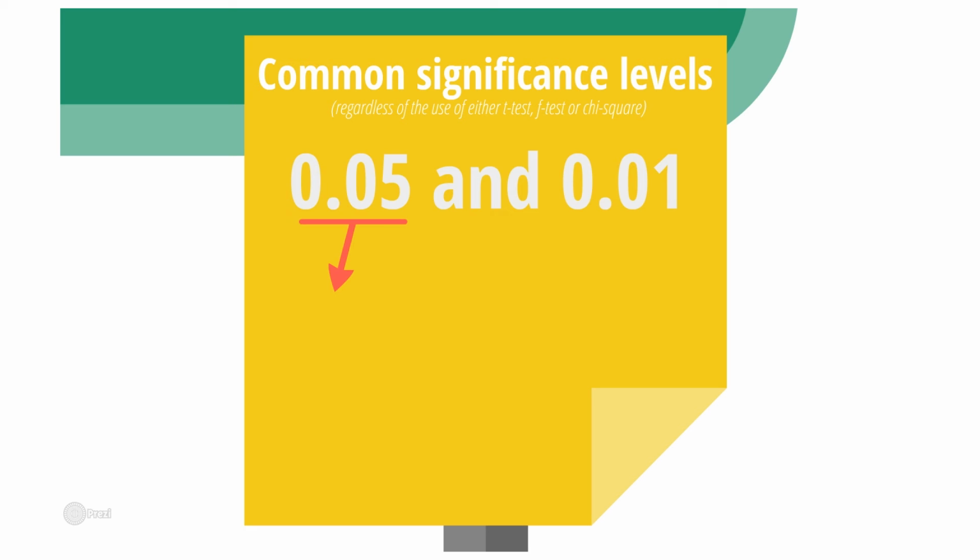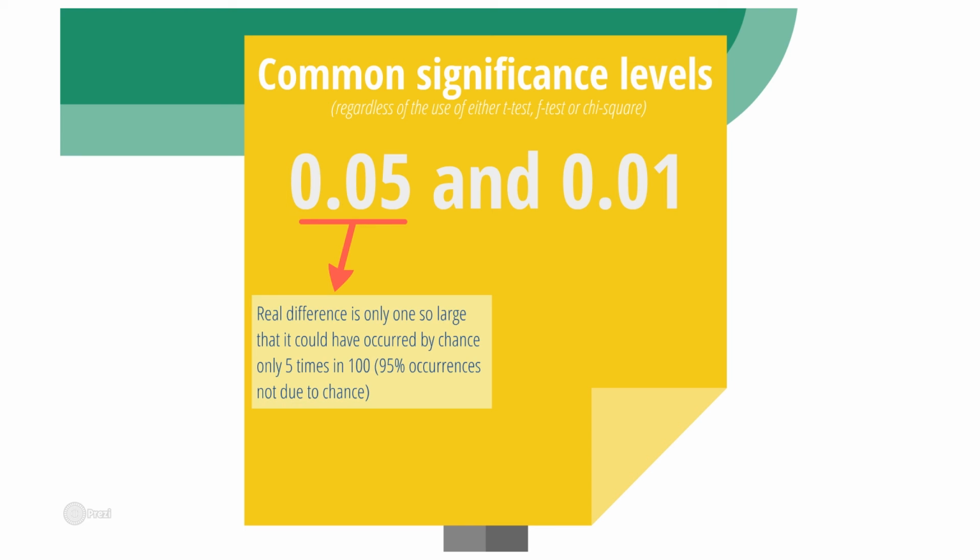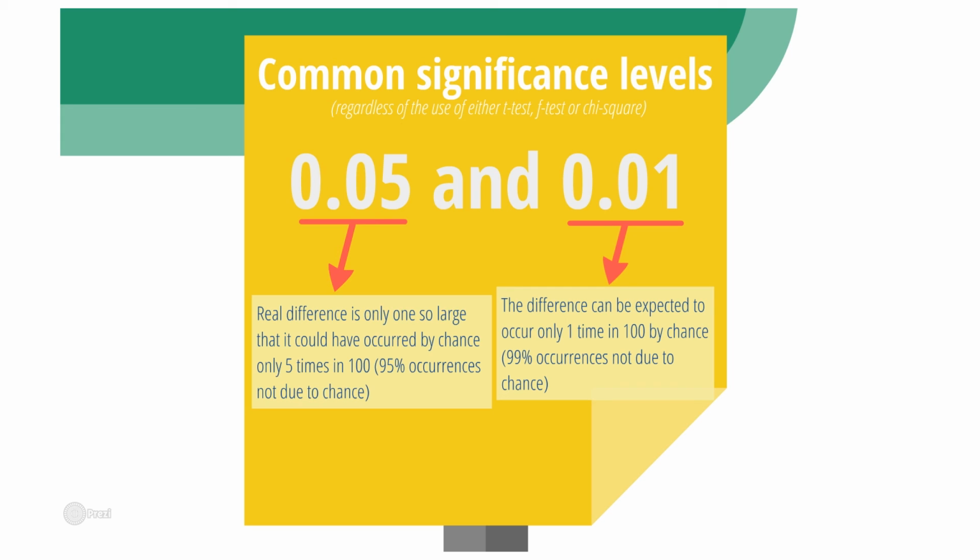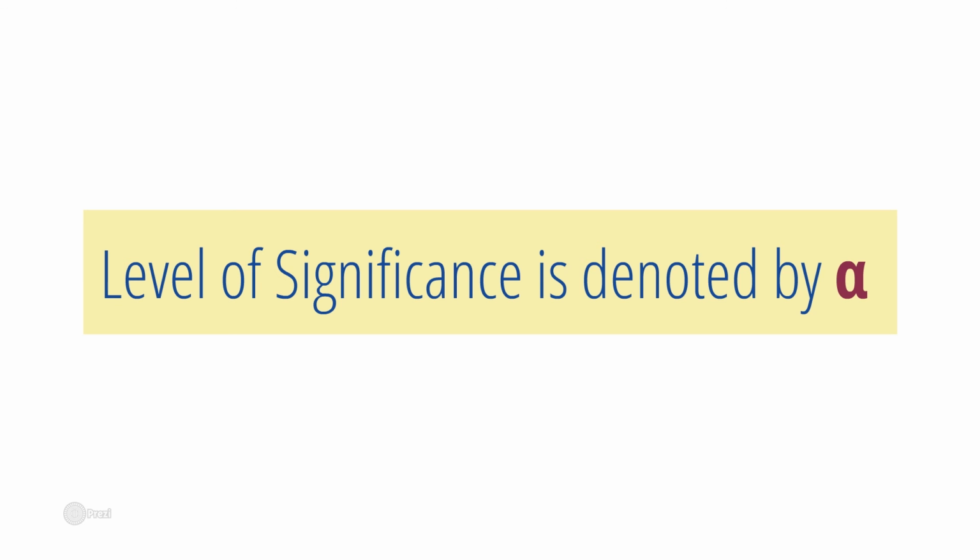If you decide that the 0.05 significance level is to be used, it means that you will accept as a real difference only one that is so large that it could have occurred by chance only 5 times in 100. Therefore, 95% not due to chance. If the 0.01 significance level is selected, then the difference can be expected to occur only 1 time in 100 by chance. That means 99% not due to chance. The level of significance is denoted by the alpha sign.